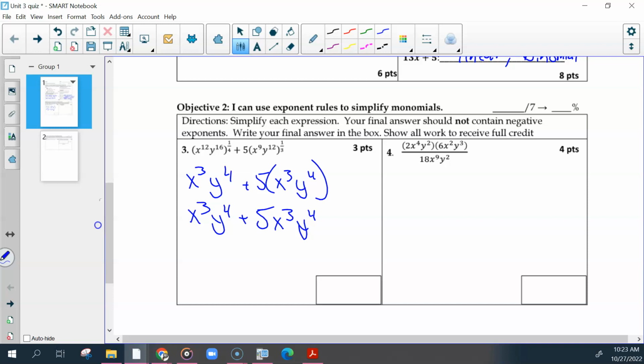Then at that point, we're just combining like terms. So this is really 1. 1 plus 5 gives us 6. So 6x to the third, y to the fourth was our final answer there. Questions on that one?